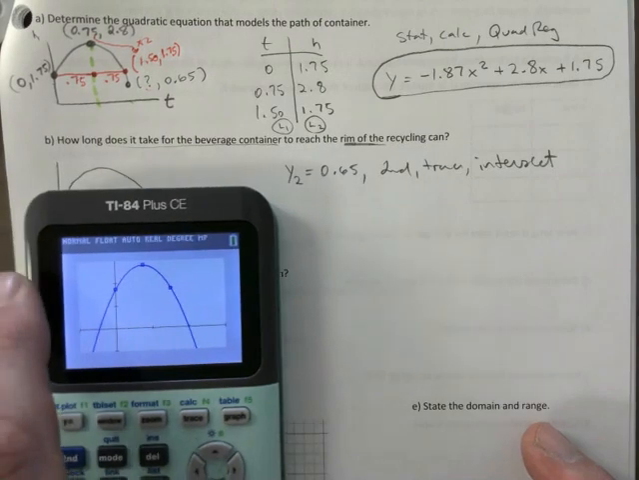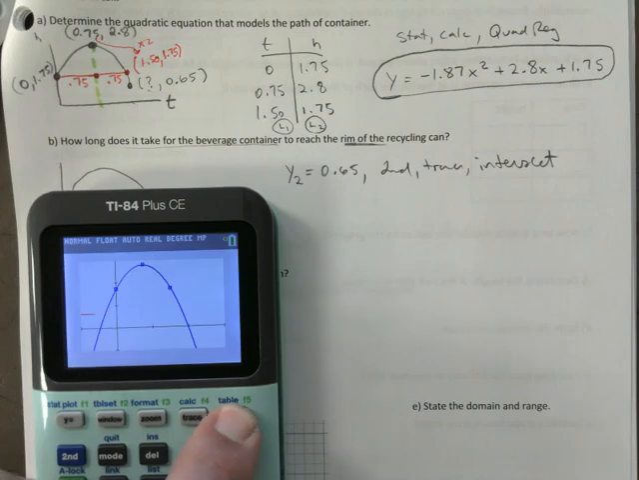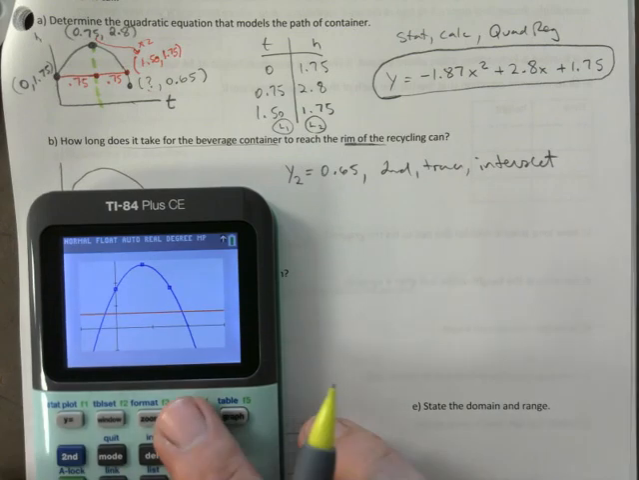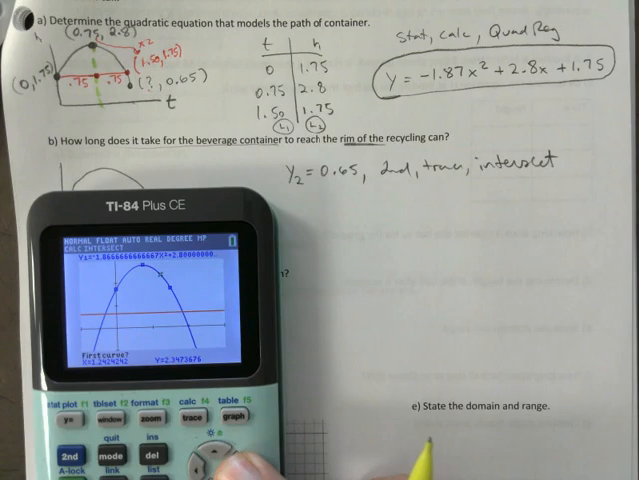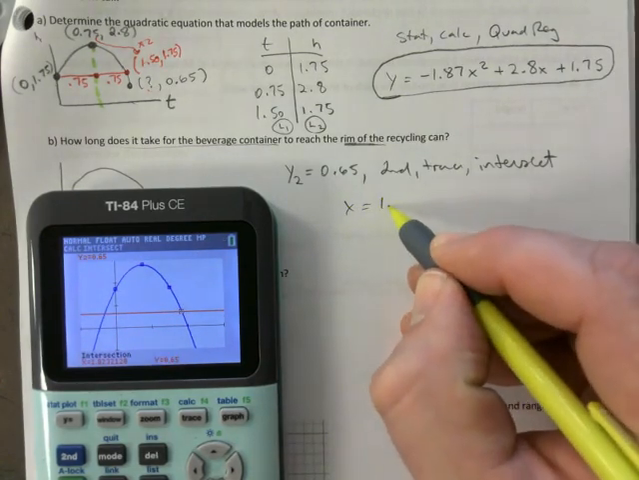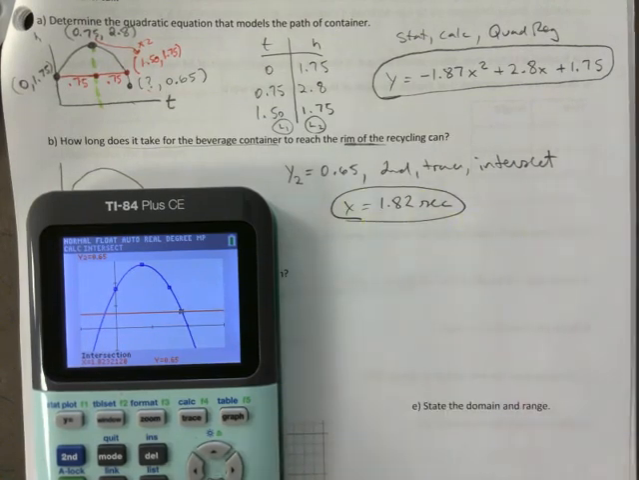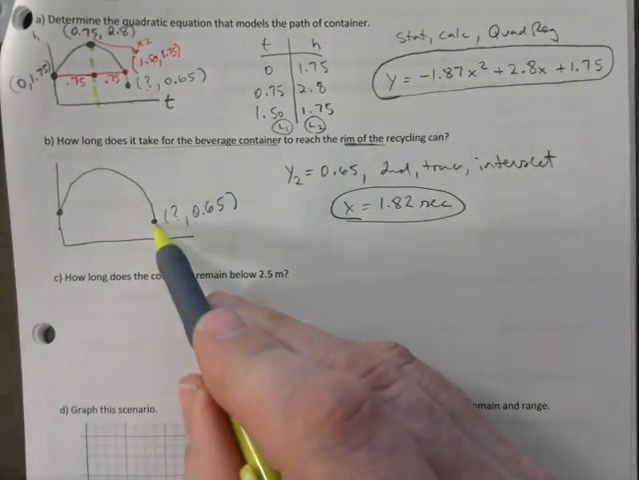Now I can go about solving this. Y2 is 0.65, graph it. Second trace 5, find it. 1.82 seconds. Okay, that's how long it would take to reach this point.